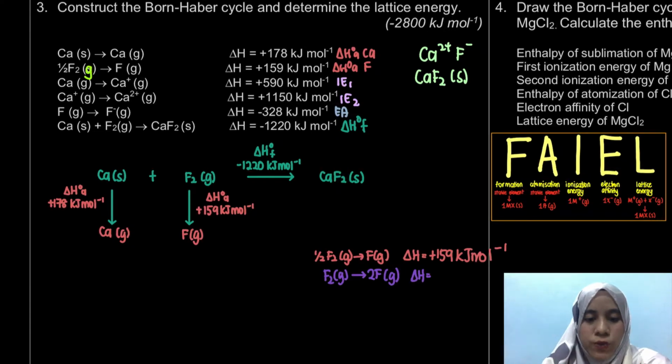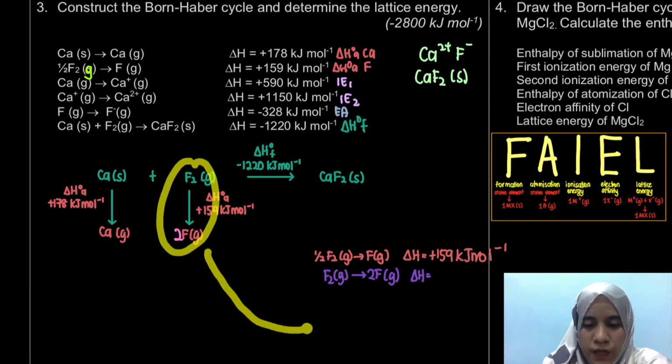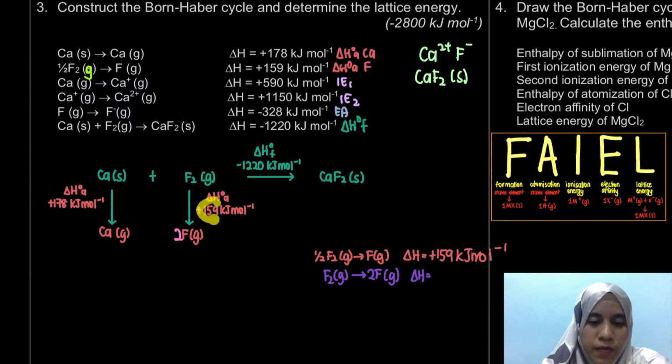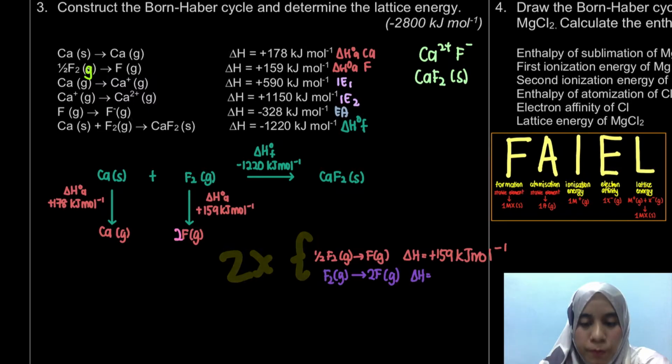So how should we do it? Here we have to write down 2. Then as you can see, this equation becomes F2 becoming 2F gas. But then what about the value? The value won't be the same as the atomization. So as you can see, the difference is that we have to multiply this equation by 2, and then you get the purple equation.